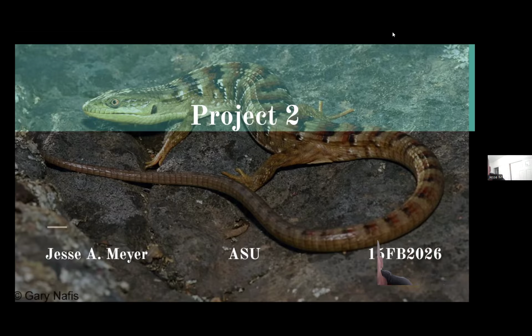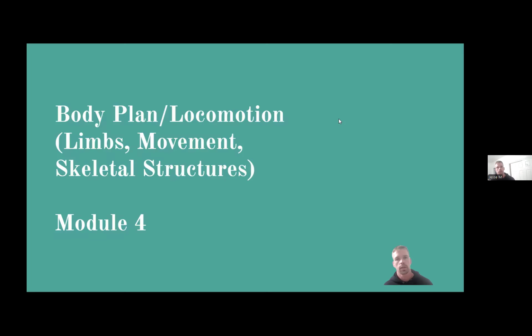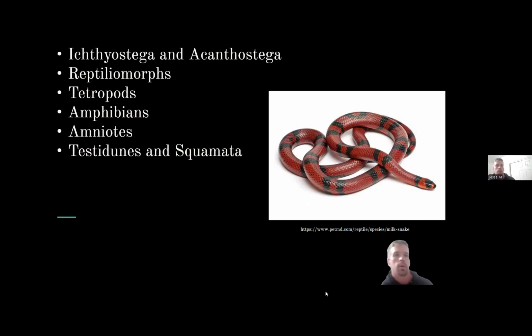All right, moving on to the next slide. I'm going to be going over body plan, locomotion, limbs, movement, and skeletal structures. That's what I chose previously in my project, so that's what I have here. These are some of the things we're going to be covering. You can see a milk steak there. Again, I like to put critters that I enjoy and like there. I'm going to be speaking to all of these in much more detail as we go on.